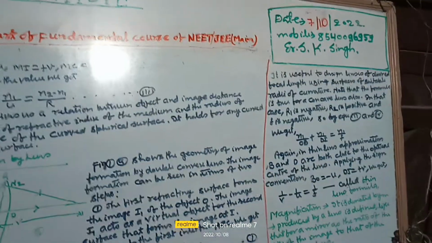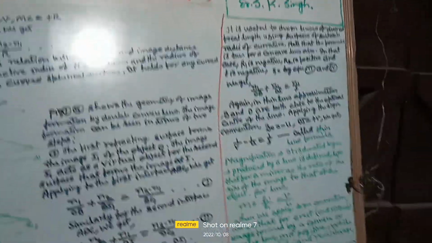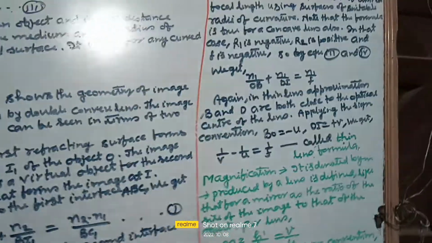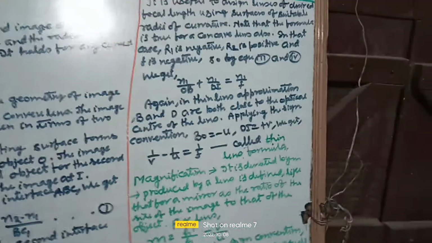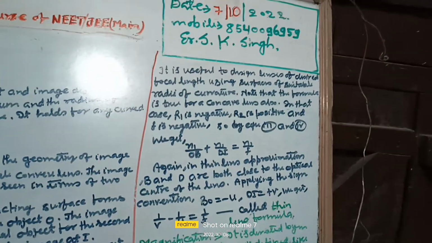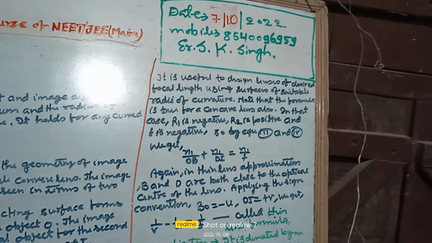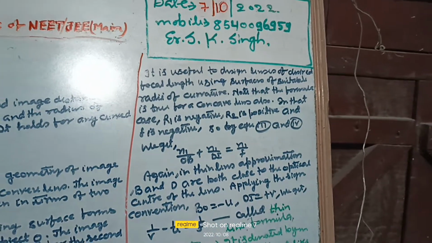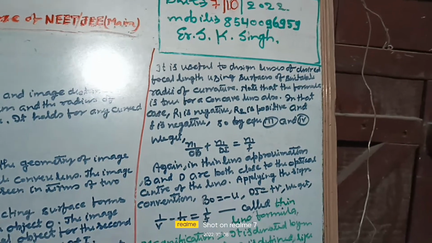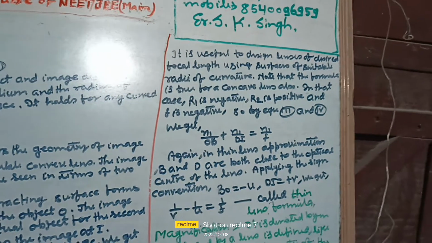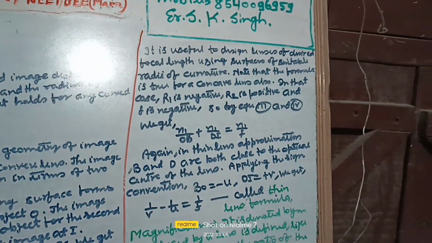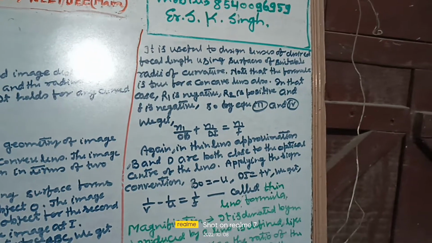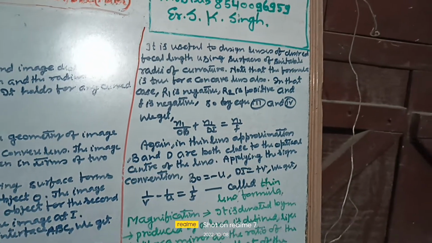It is useful to design lenses of desired focal length using surfaces of suitable radii of curvature. Note that the formula is true for a concave lens also. In that case, R1 is negative, R2 is positive, and f is negative.